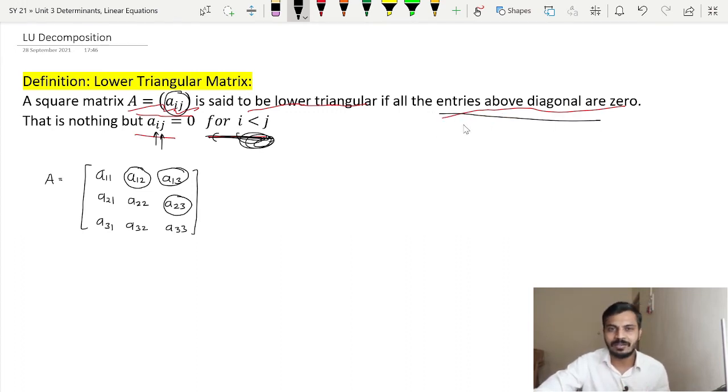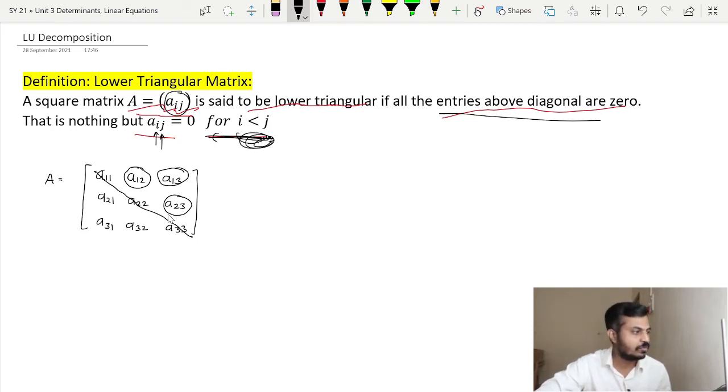Now what do you mean by the diagonal of a matrix? Whenever you have a square matrix, the values for which i is equal to j are called diagonal entries. So over here these are our diagonal entries, and the entries above this diagonal should be 0, and if this is happening, then the matrix is said to be a lower triangular matrix.